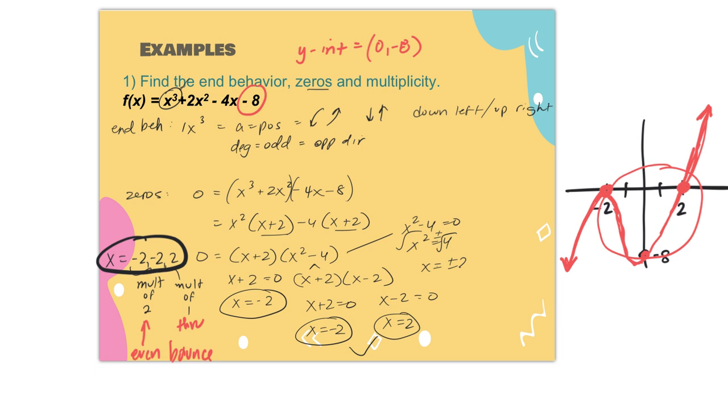So in this question, when I ask you for end behavior, I'm going to want something that describes it. When I ask you for the zeros, I'm going to want them in this form, x equals whatever. You don't have to write the -2 two times if you don't want to. And when I ask you for multiplicity, you're going to be telling me multiplicity of 2 and multiplicity of 1.